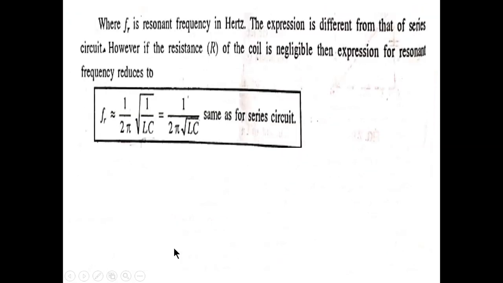But as I earlier told, we have taken small value of ohmic resistance. So by ignoring this, by putting 0, we will get FR is equal to 1 upon 2 pi under root 1 upon LC. So that is same as for the series circuit.